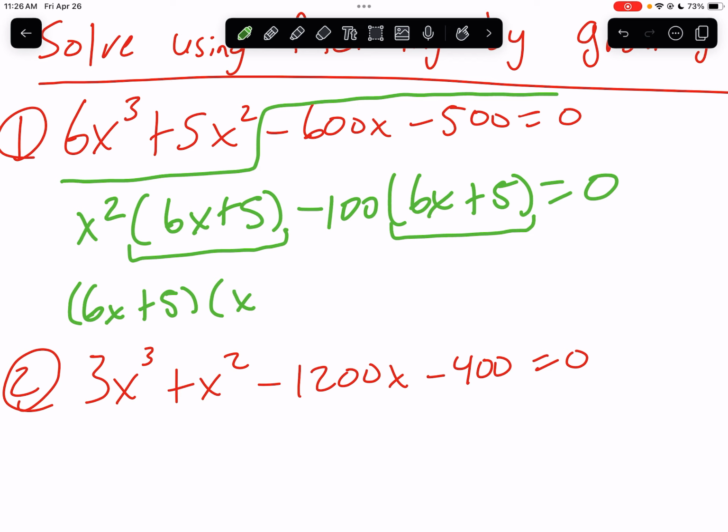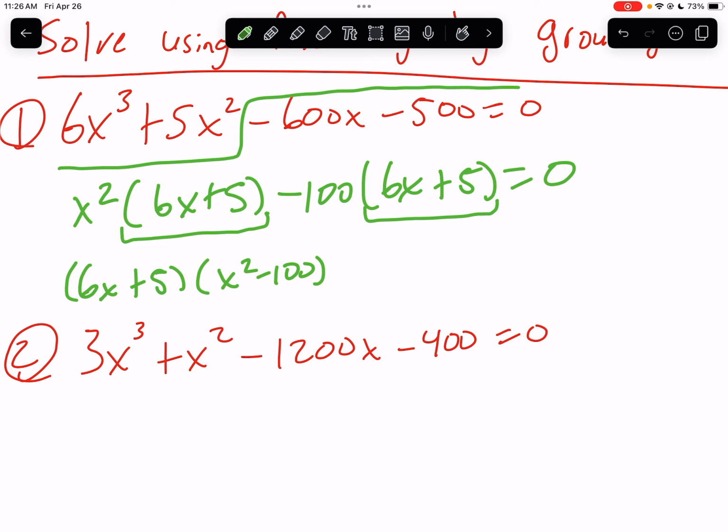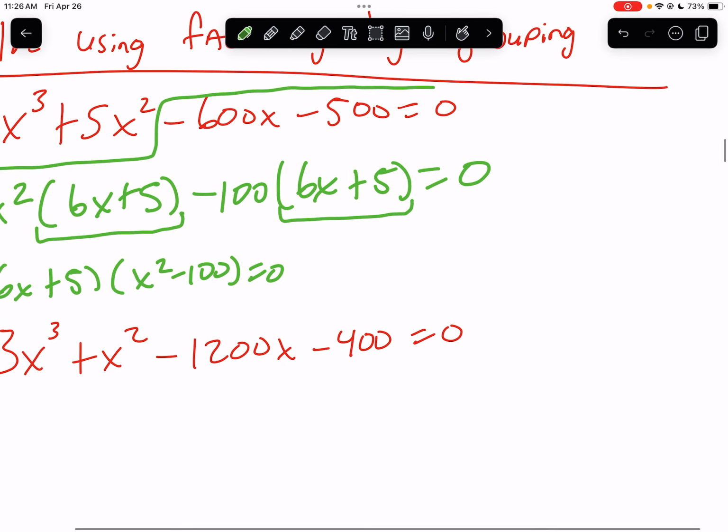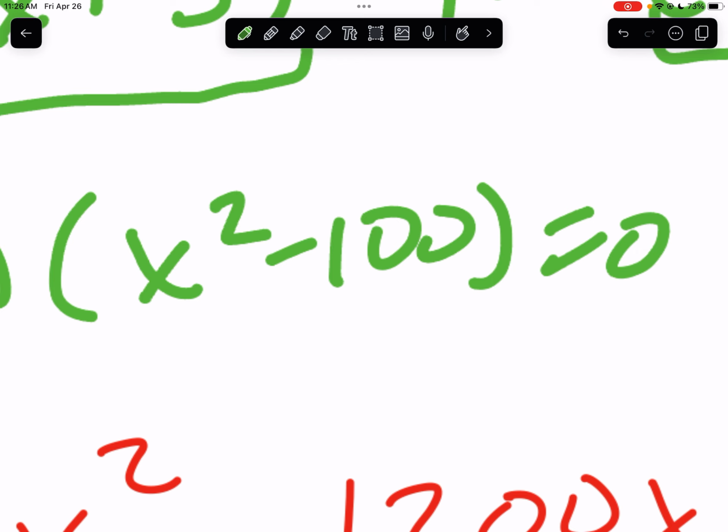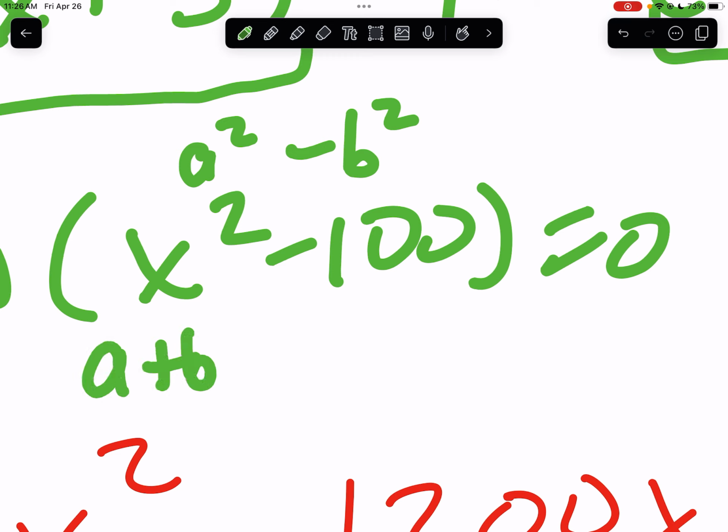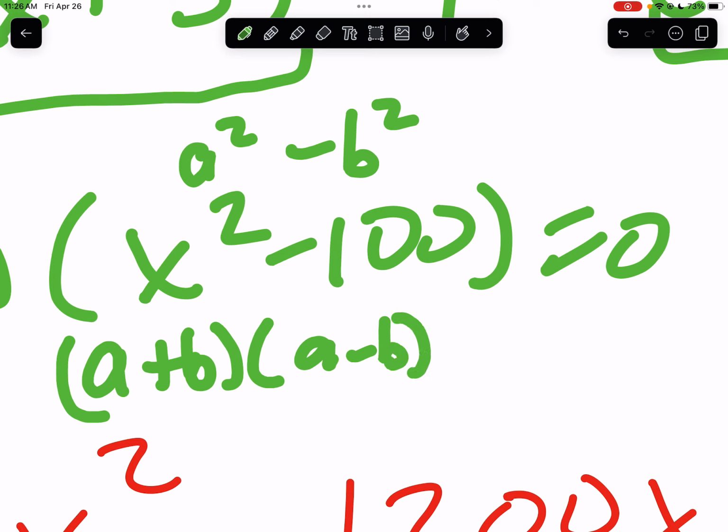And what are we left with? x squared minus 100. That's not done because we still need to factor x squared minus 100. This is in the format of a squared minus b squared, and if you remember, that always leads to conjugates: a plus b, a minus b. Why does that work? When you distribute the outside and the inside, you get plus ab and minus ab, which would cancel each other out.